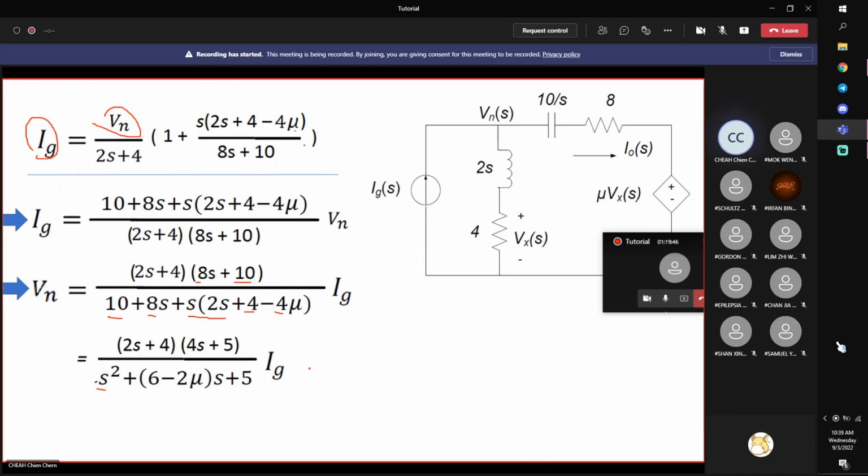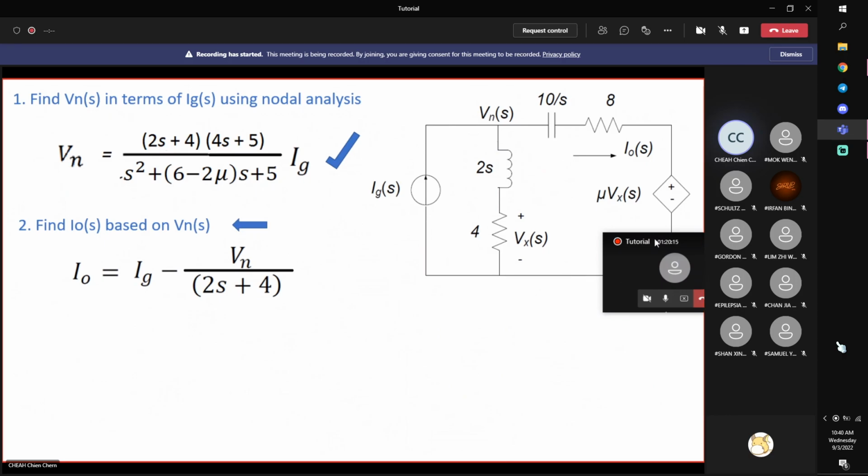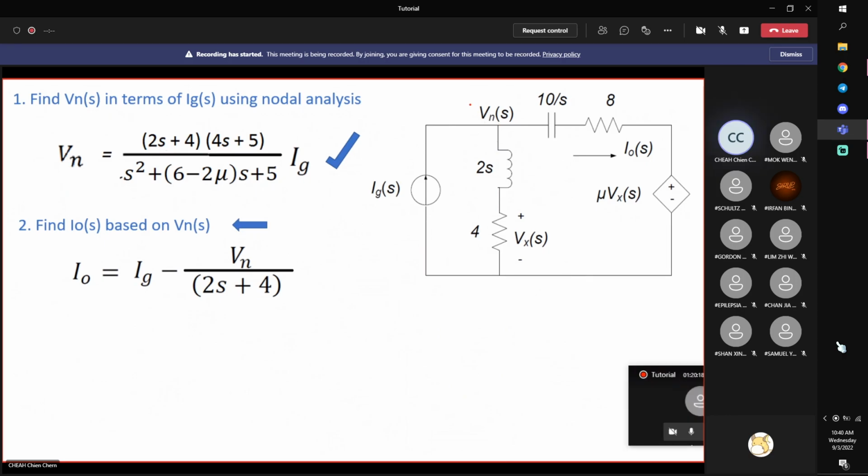So this is the transfer function, which gives you the relationship between output and input, but this is the output node, and this is the intermediate variable, Vn, to Ig, right? Not yet the transfer function. The transfer function is I0 over Ig. Here we have obtained the relationship between the node voltage, the intermediate variable, in terms of Ig. Okay, next, let's go back to our overview. We find Vn in terms of the input, right? So this is what we have done so far.